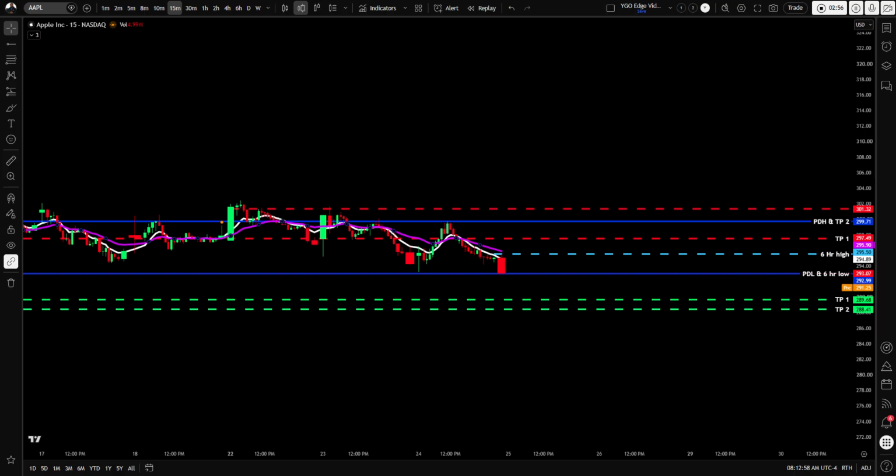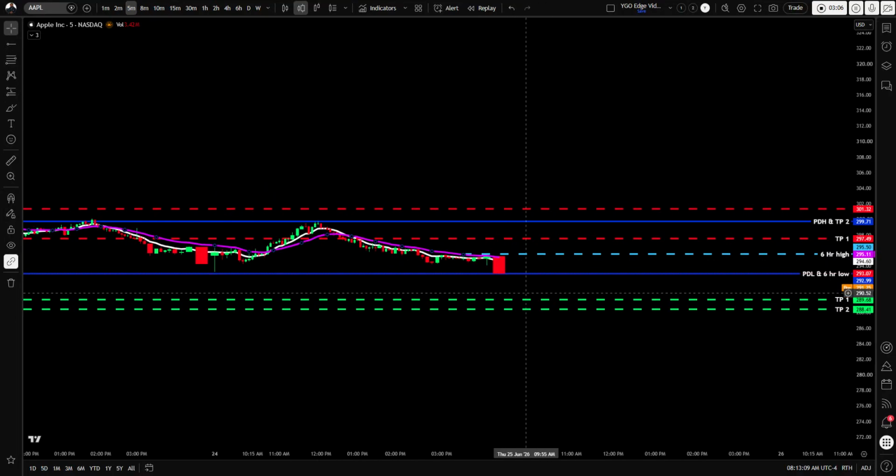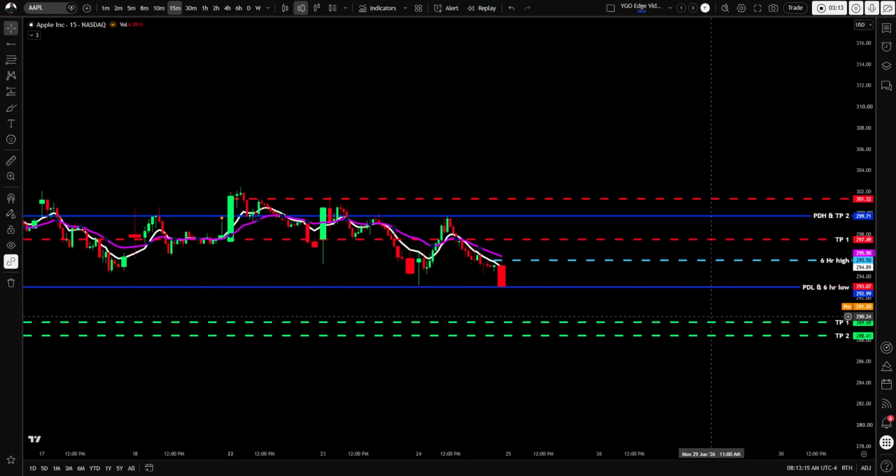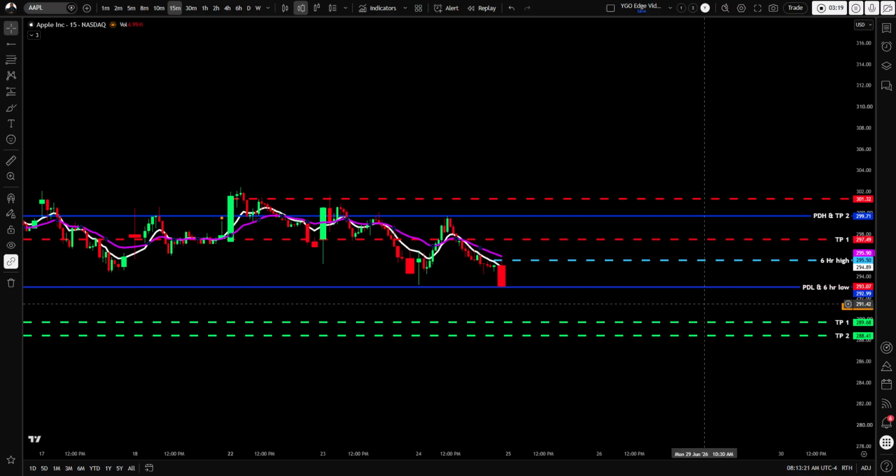Sometimes I go down to the 5 minute if everything is lining up, to get an even better entry point. Once I see where it's going and coming back, I'll come to the 5 minute for the entry. But for this video, and for the most part for my edge, I like the 15 because it gives me better confirmation.